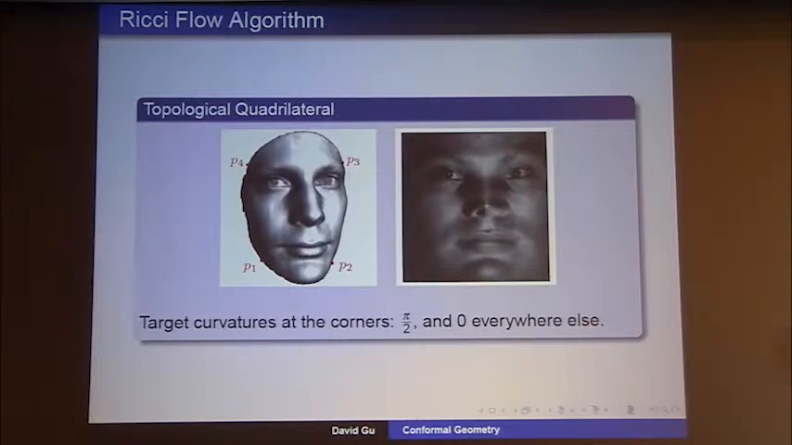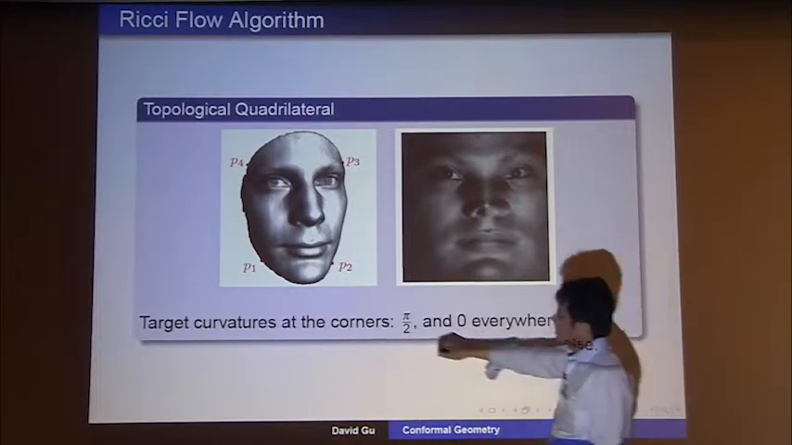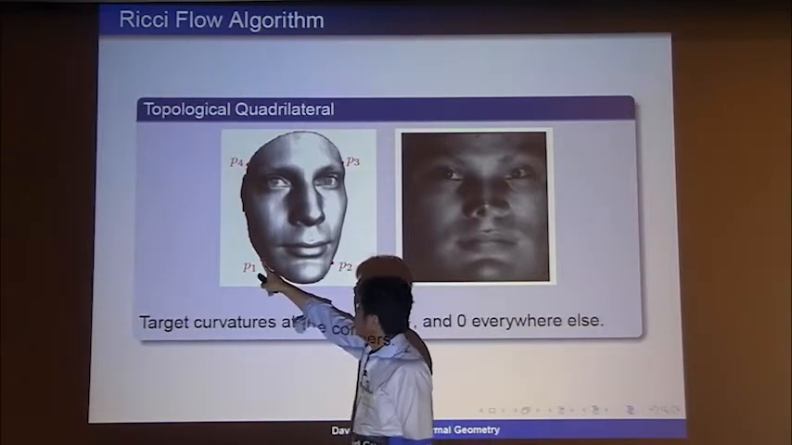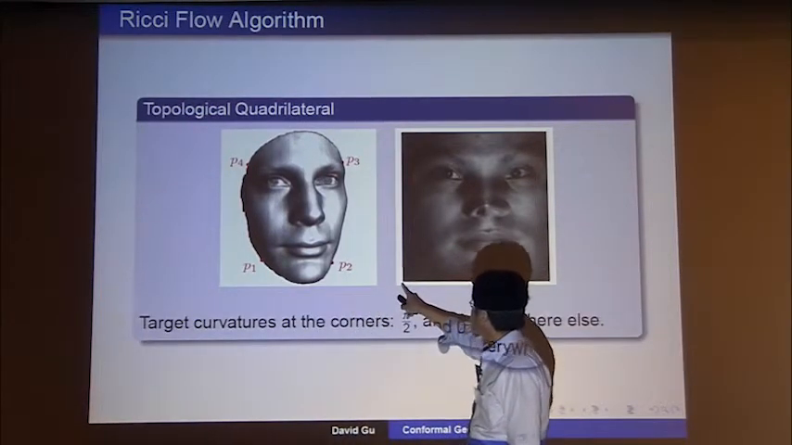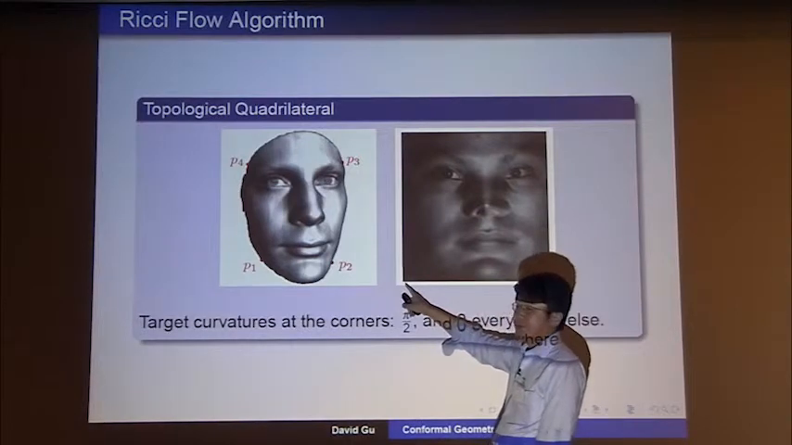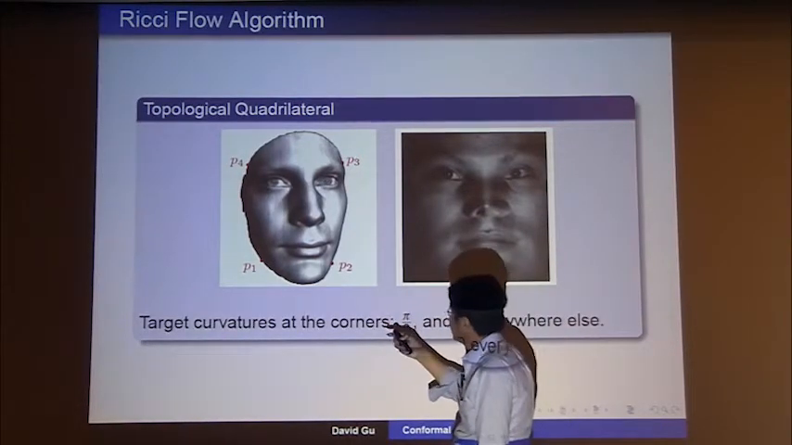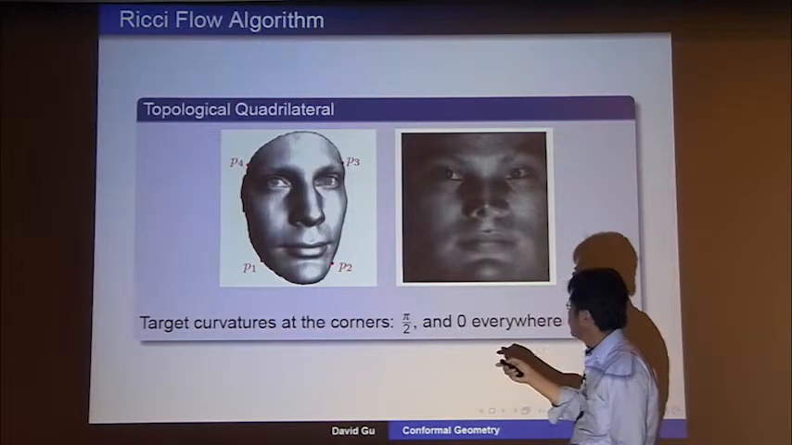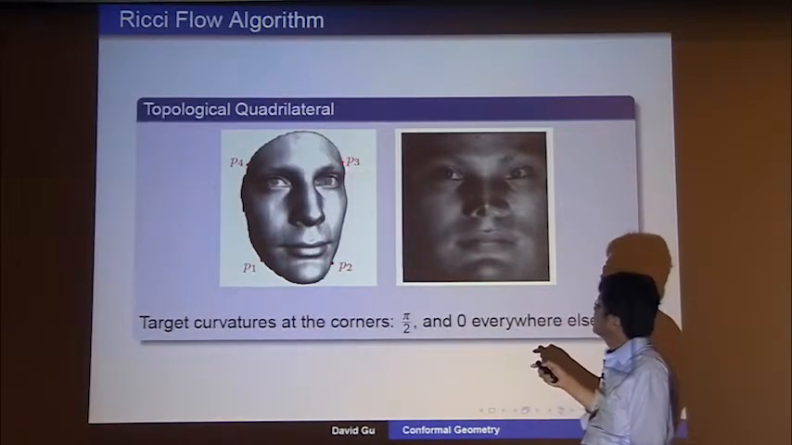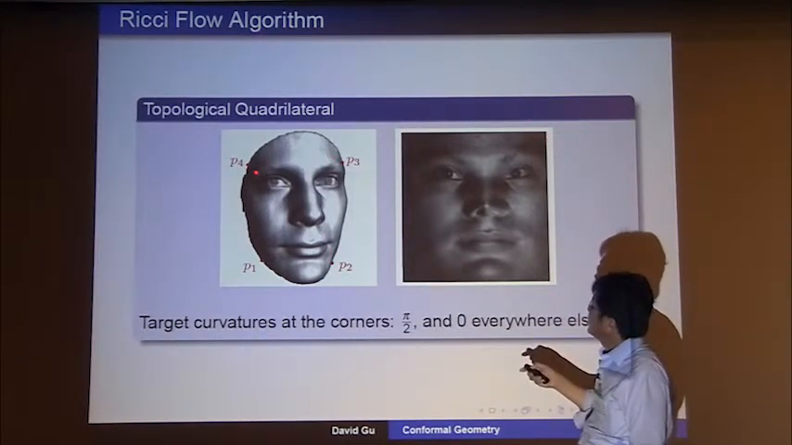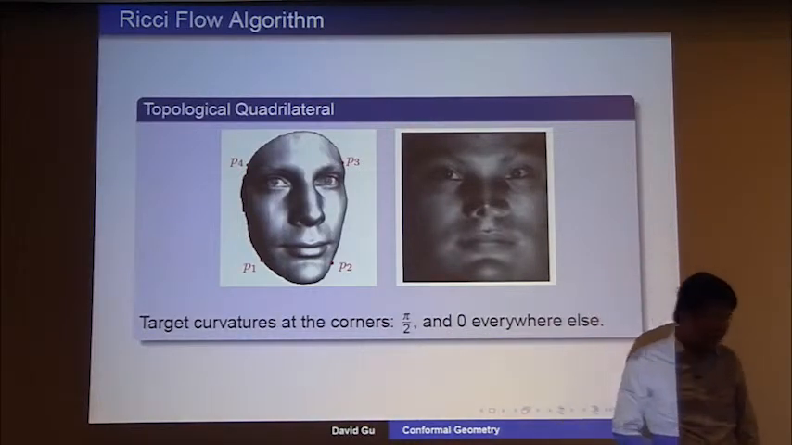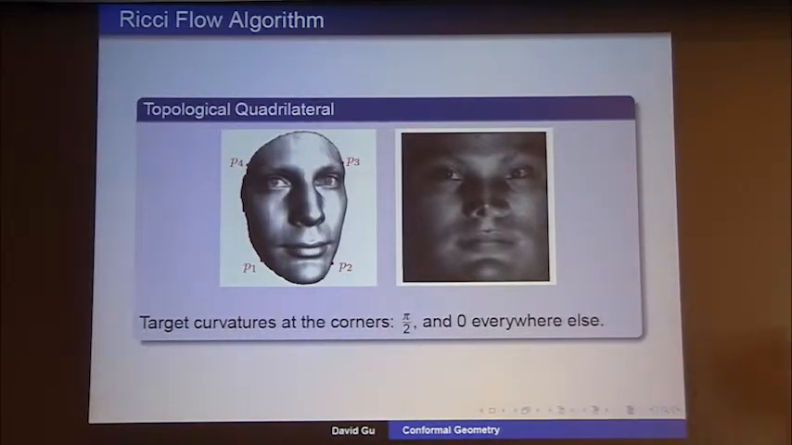But then the curvatures at the corners are different. This point maps to here. Then the Gaussian curvature for this point is pi over 2. The target Gaussian curvature for P2 is pi over 2. And this point is pi over 2. This point is pi over 2. So basically, the target curvature is 0 everywhere, except those 4 corners, where the curvature is pi over 2. Then we run Ricci flow, and we get this mapping.